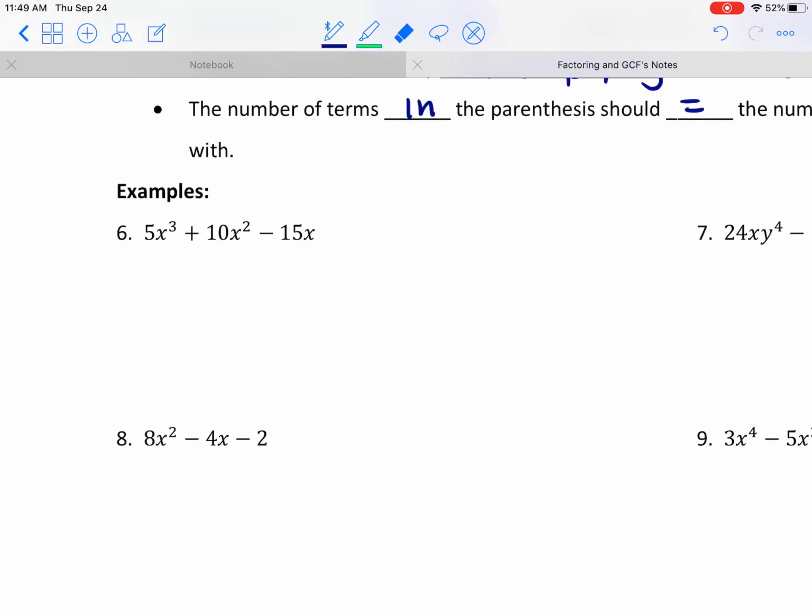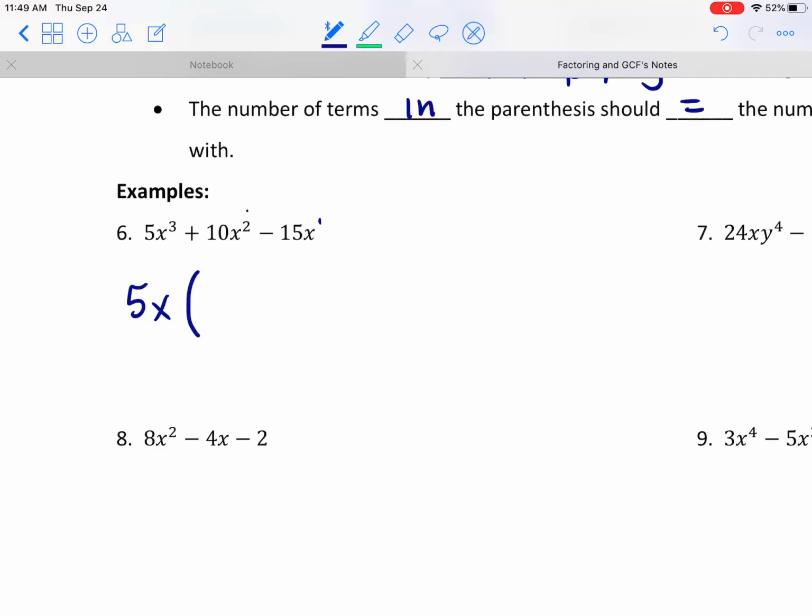Let's see if we can factor 5x cubed plus 10x squared minus 15x. First, we want the GCF. Biggest number that goes into 5, 10, and 15 is going to be 5. And then we have 3, 2, 1, x in common. So 5x is our GCF. That's going to go outside of our parentheses.